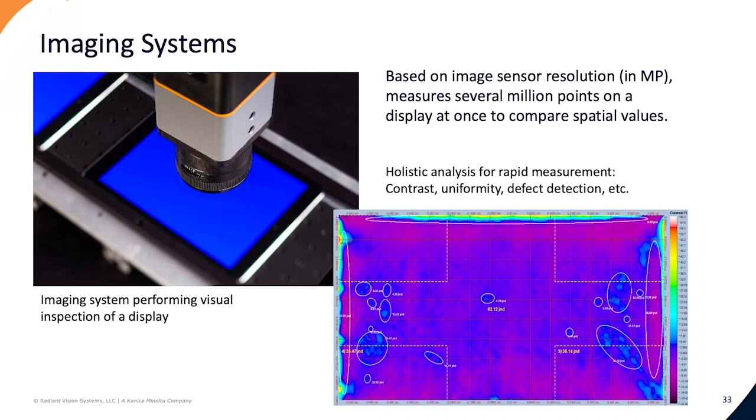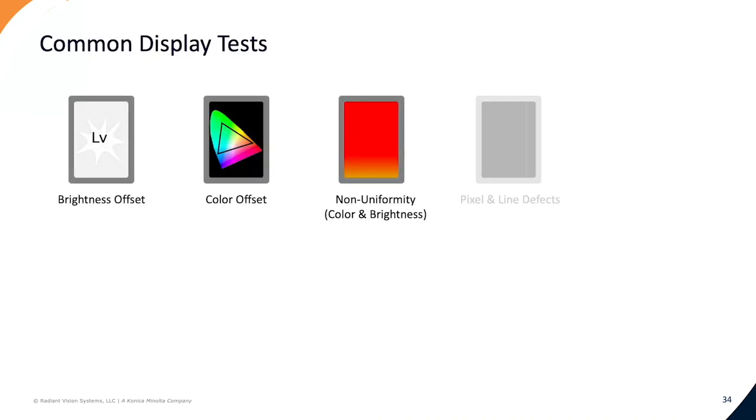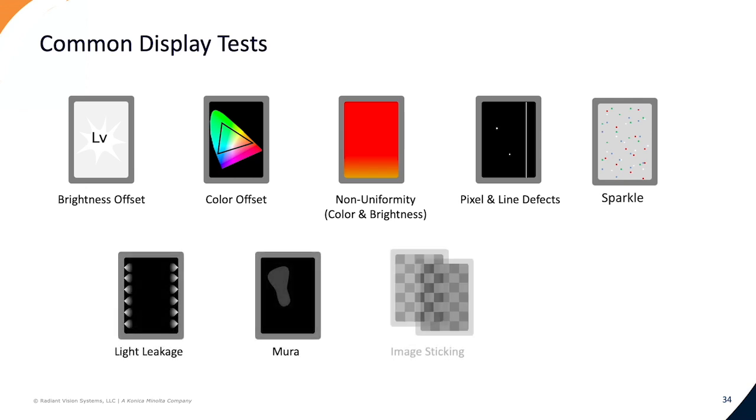Depending upon an imaging system's resolution, we could capture several tens of millions of data points at once to compare and detect anomalies. Let's look at some examples of display tests that imaging systems can perform.